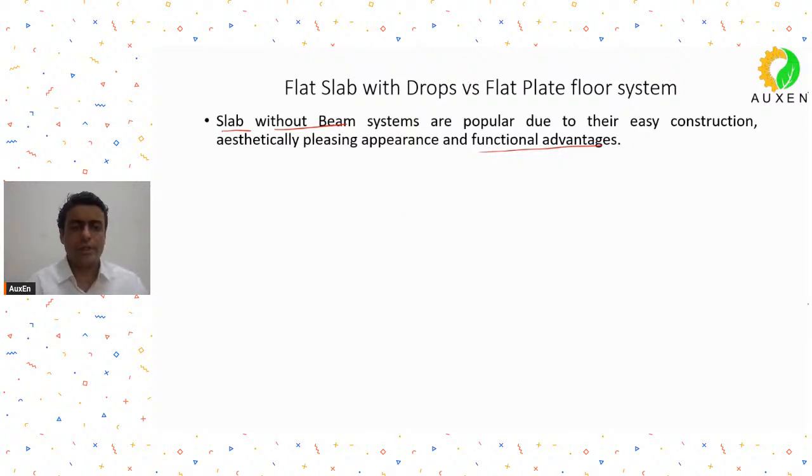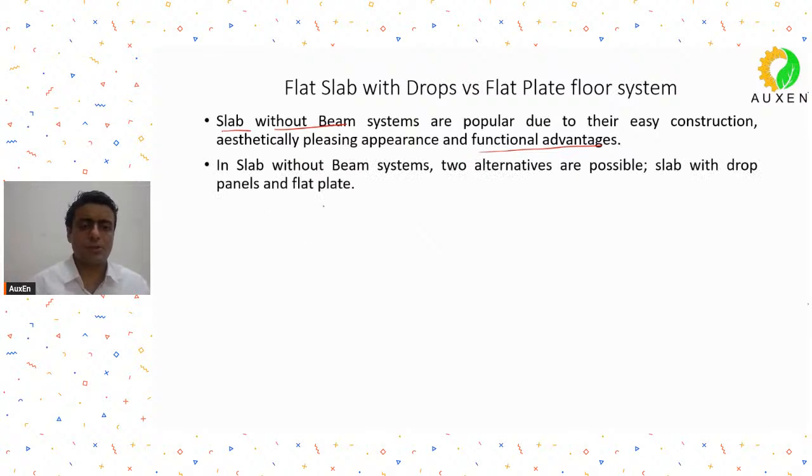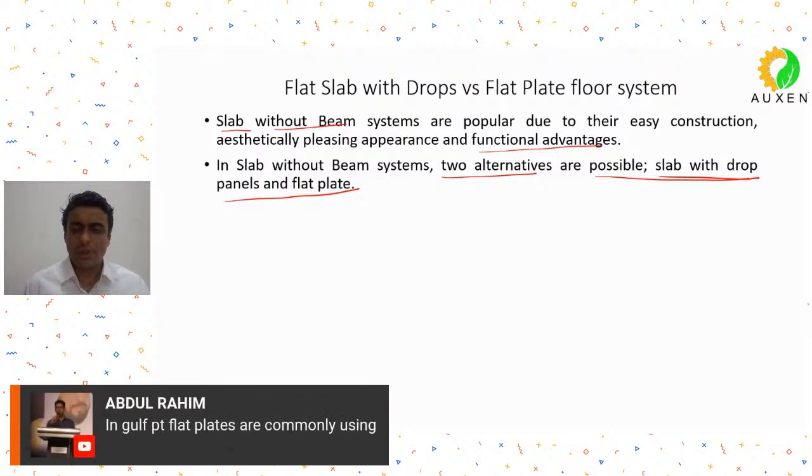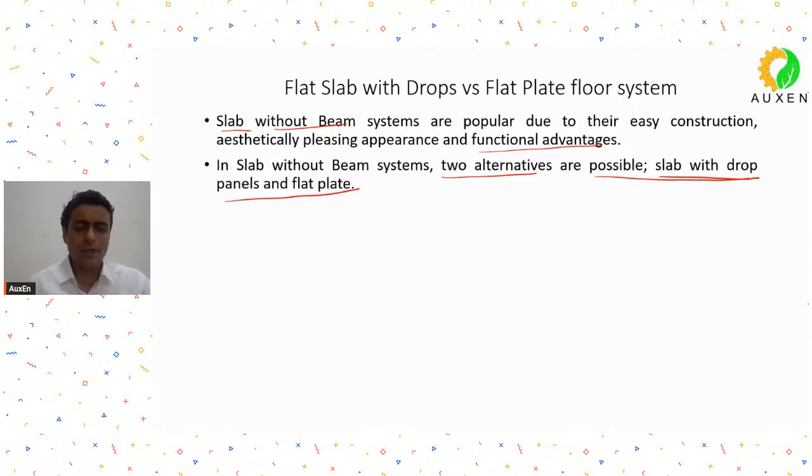So what are the different slab without beam systems that you might have seen? I think two alternatives most of you would have seen: slab with drops, with drop panels, and flat slabs or flat plate systems. Mr. Abdul Rahim, joining us from Bahrain, is saying that in the Gulf, PT flat plates are commonly used. Very good. In India these days also you see a lot of PT flat plate systems being used, and flat slab with drops also being used quite commonly. Here, the topic we are discussing will not consider PT slabs or PT flat plates.